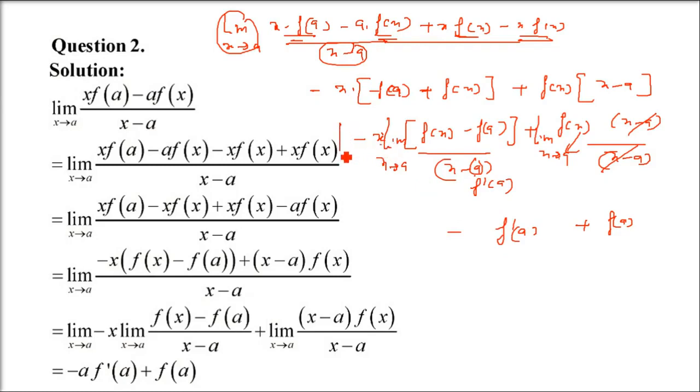And what about x minus x? We are applying the limit here also. When we apply the limit, we will just replace x with a. So it will be a. So minus a, f dash a plus f(a). This is going to be your final answer.